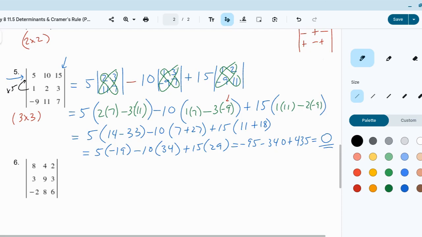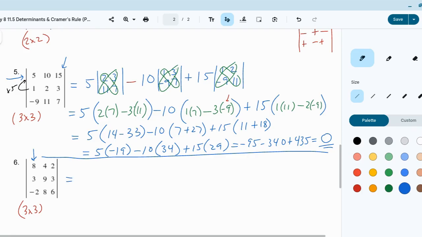Oh, number 6. Perfect. Here we go again. We got a 3 by 3. So you can pick any row or column that you want. It doesn't matter. How about for a little change of pace? Why don't we pick this first column? It doesn't matter what you pick. I'll show you in a few minutes. Sometimes it's advantageous to pick one or the other. Otherwise, it doesn't matter. You're going to get the same answer as long as you're careful with each of your cofactors.